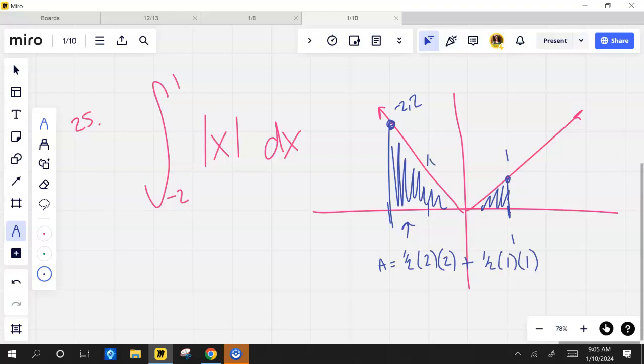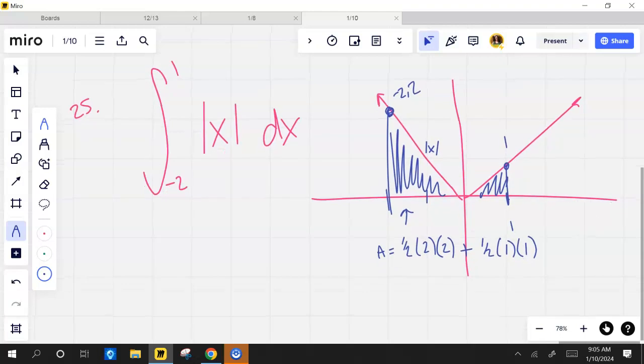Right, because this is absolute value of X. So the absolute value of negative 2 is 2, which tells me that the height is 2. What I'm doing is just looking at the area of that triangle in general. The only time I'm going to worry about positive and negative is if it flips under the x-axis. So this would be 2 plus 1/2, 2.5, or 5 over 2, would be the area there.